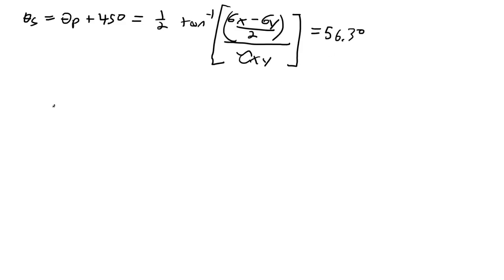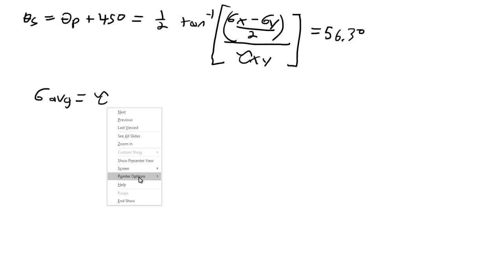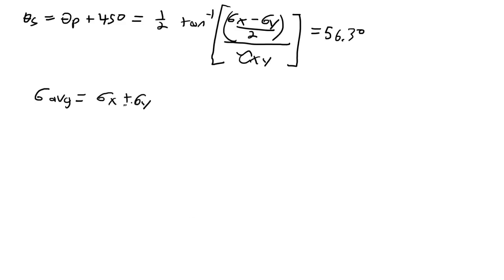So finally, let us calculate sigma average equals sigma x. Oh, that's a tau, not a sigma. Sigma x plus sigma y over 2 equals, that's going to equal negative 200 psi, or 200 psi compression.